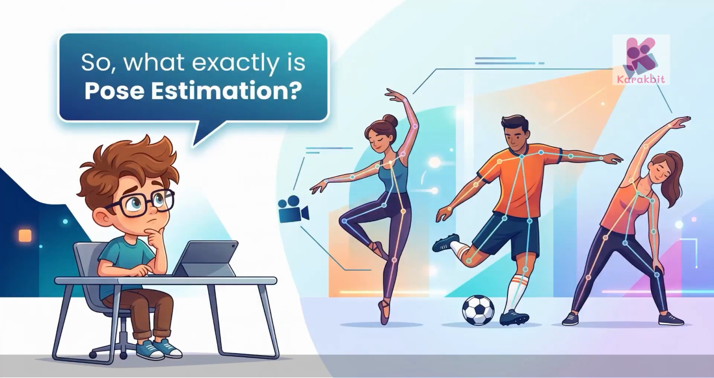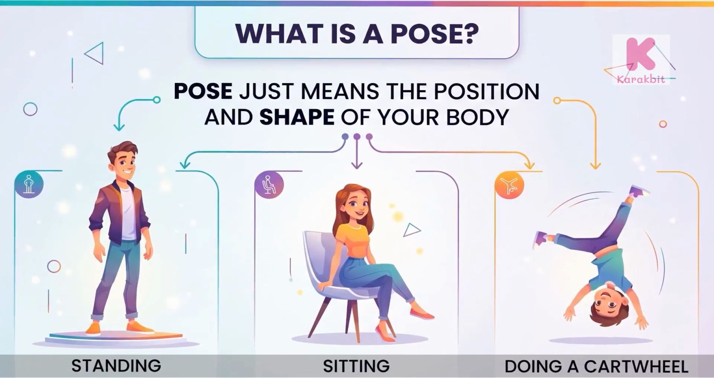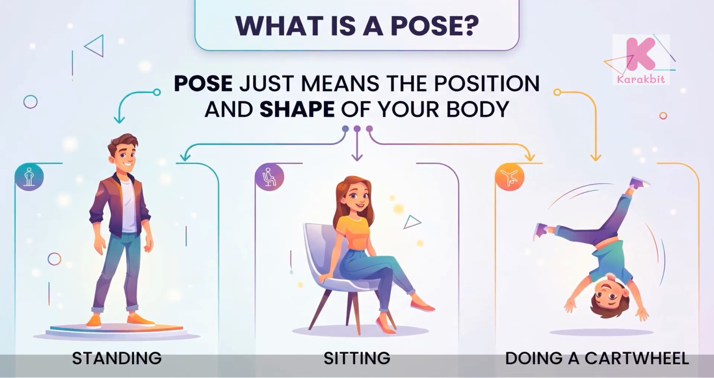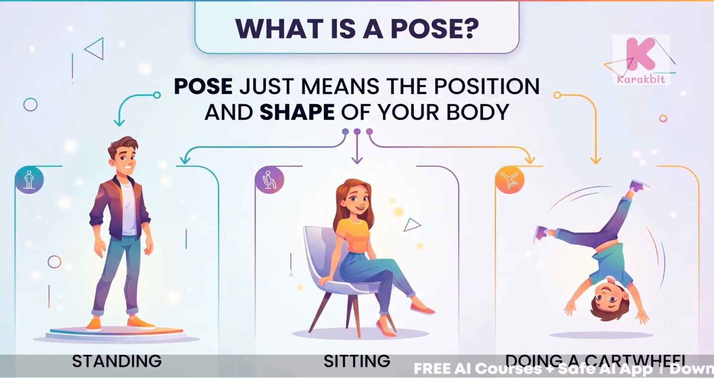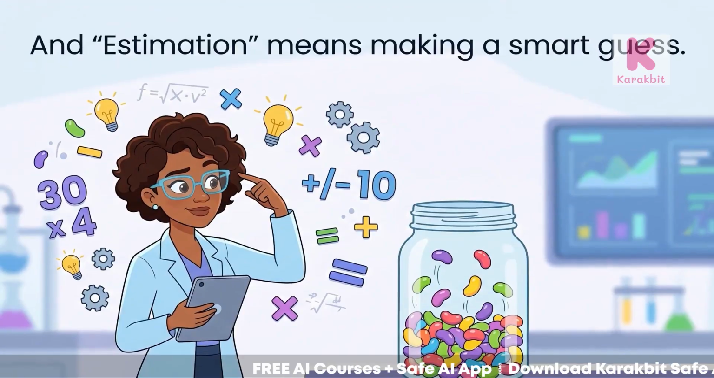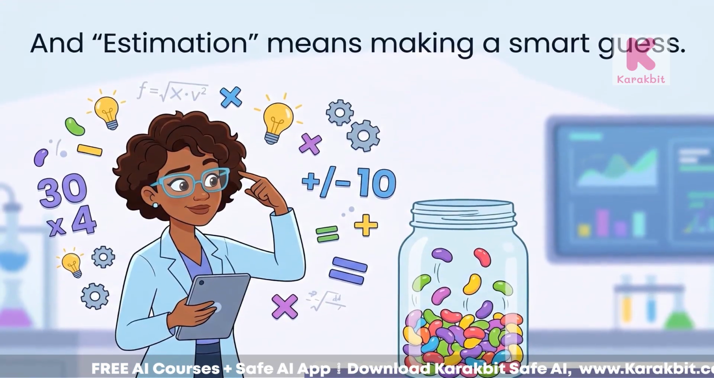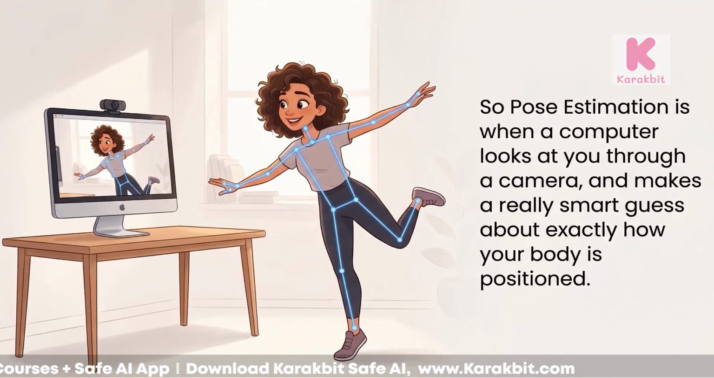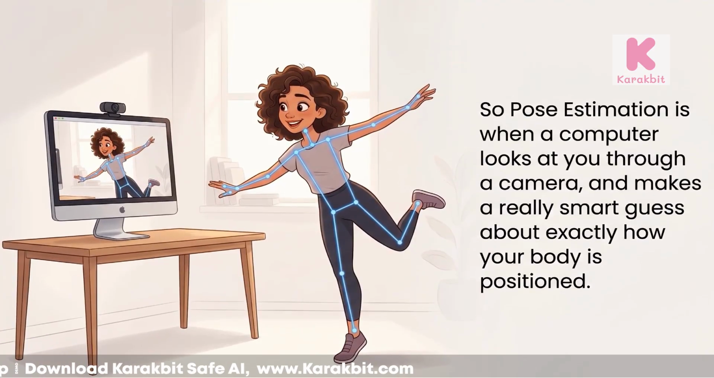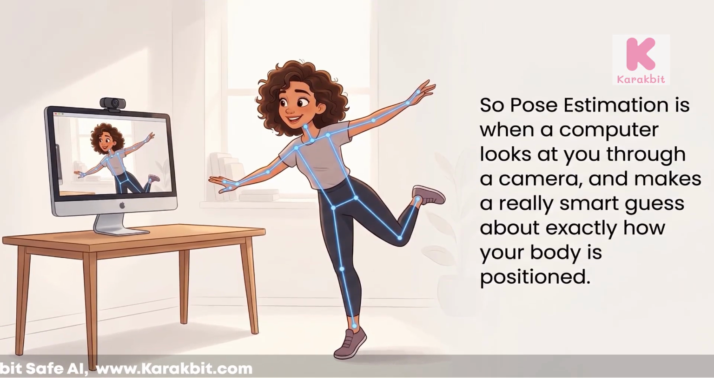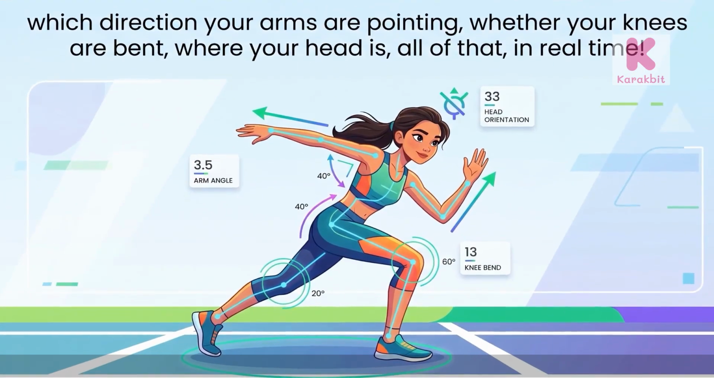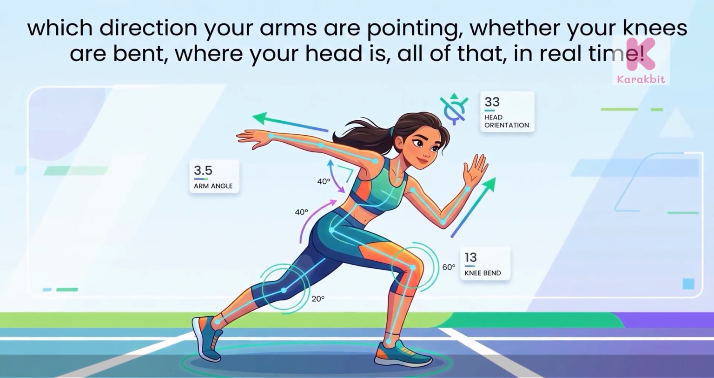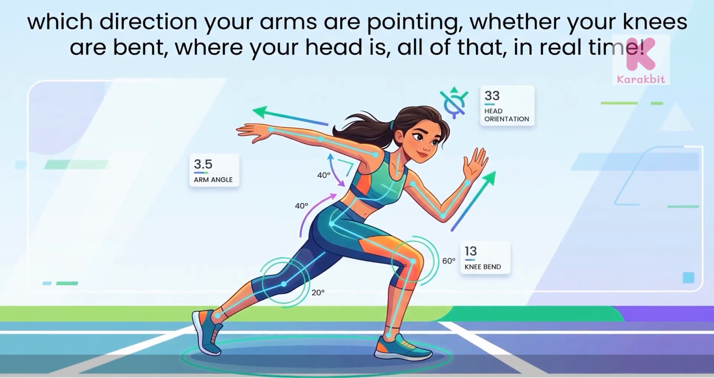So, what exactly is pose estimation? Let's break it down into simple words. Pose just means the position and shape of your body, like how you are standing, sitting, or doing a cartwheel. And estimation means making a smart guess. So, pose estimation is when a computer looks at you through a camera and makes a really smart guess about exactly how your body is positioned, which direction your arms are pointing, whether your knees are bent, where your head is, all of that in real time.